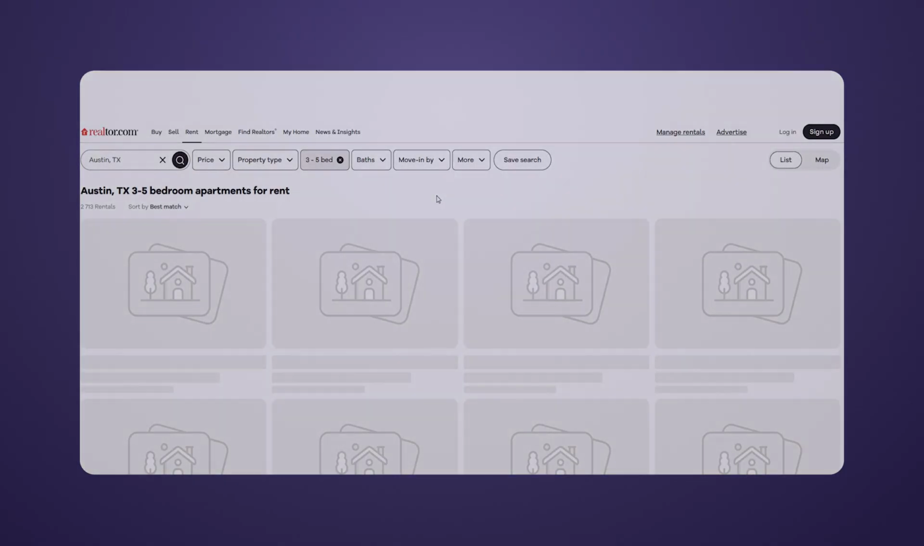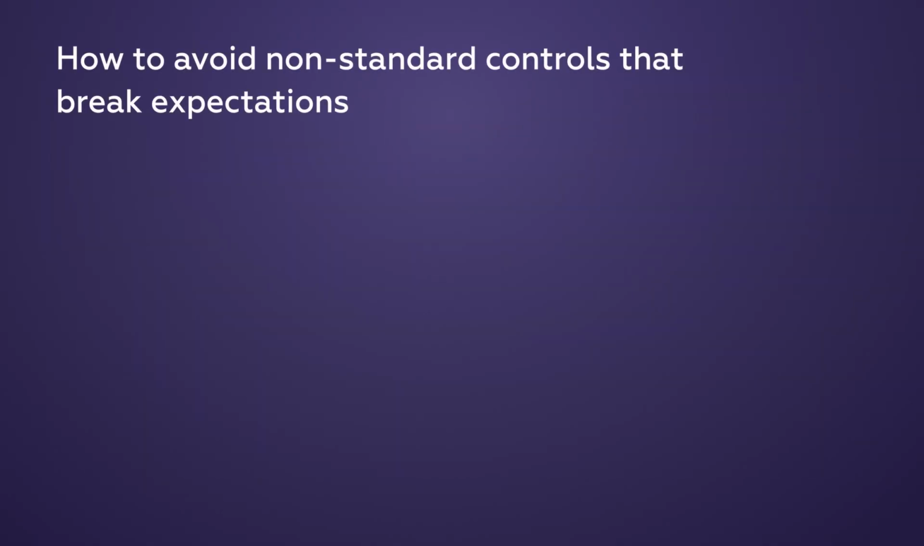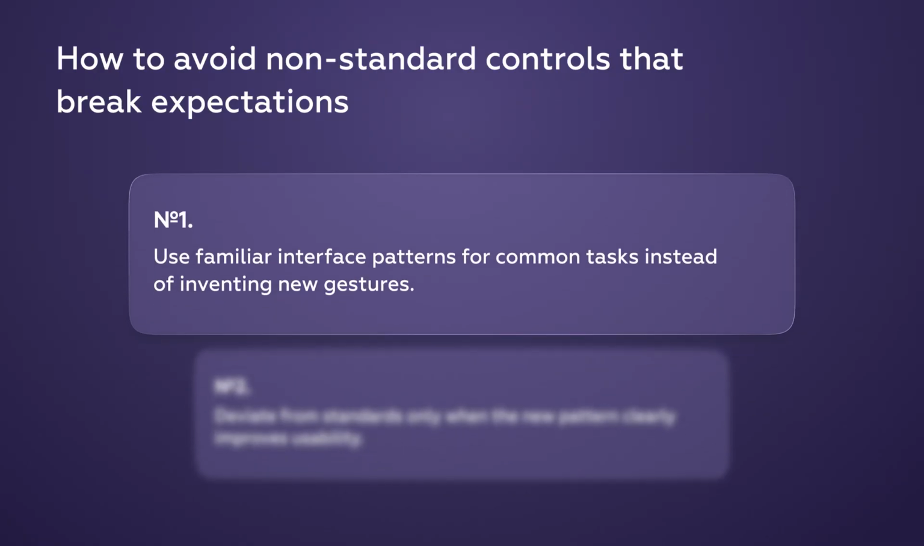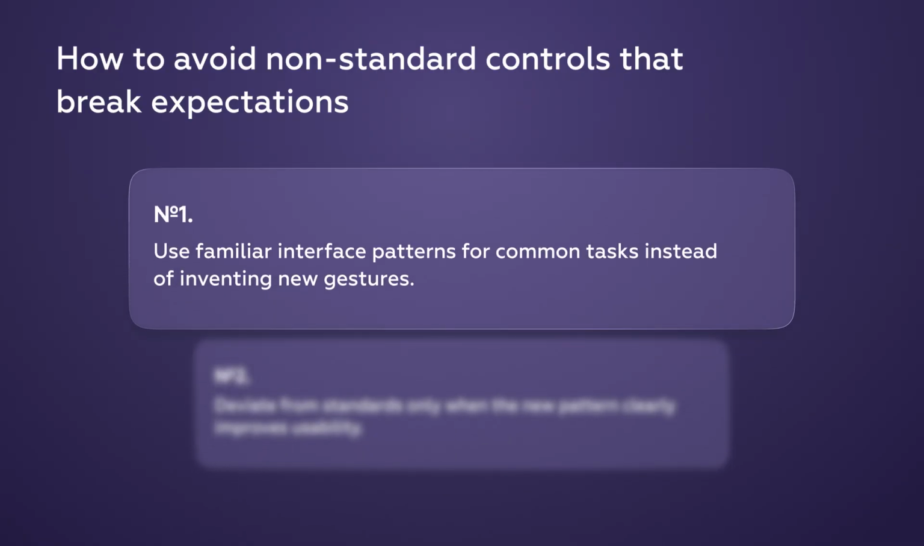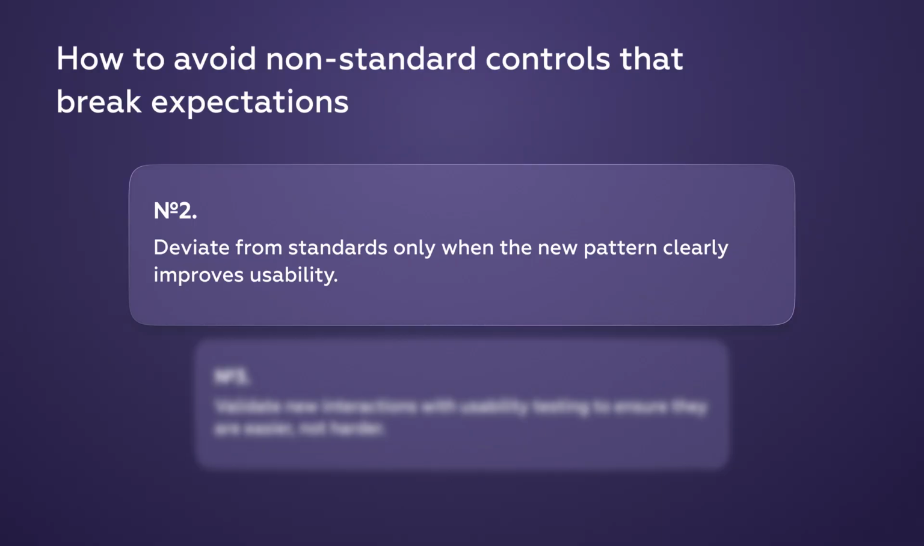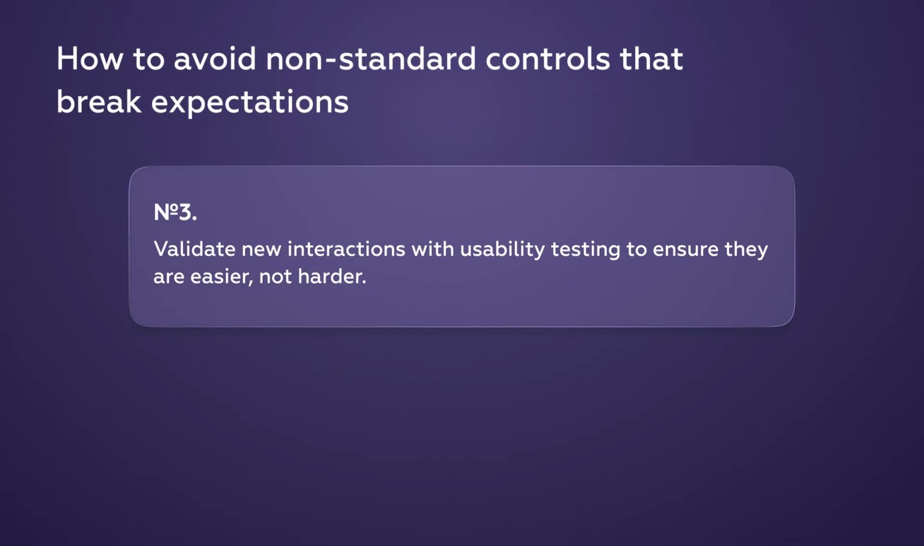So, how can services ensure that interaction patterns match user expectations? First, use familiar interface elements for common tasks, such as drop-downs, checkboxes, and steppers. Avoid inventing new gestures without a real need. Second, move away from standards only when the new pattern clearly improves usability. Third, validate new interactions with real users to make sure they're easier, not harder. By following these principles, you can reduce the risk of creating this UX problem in your service.